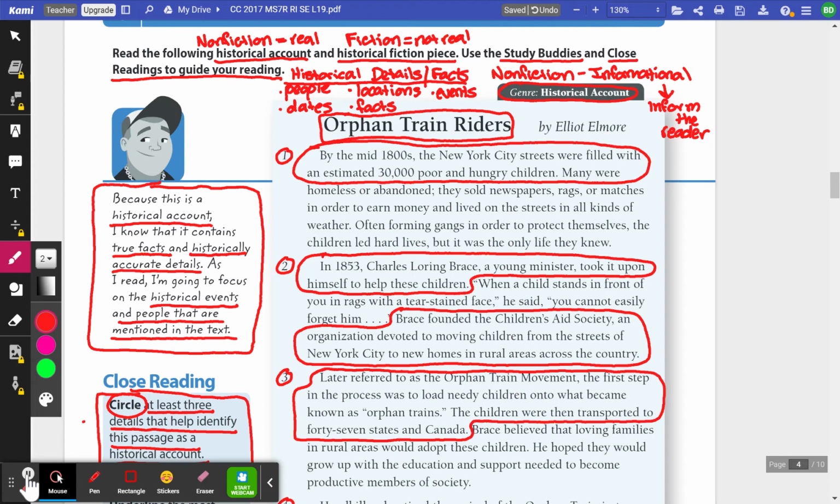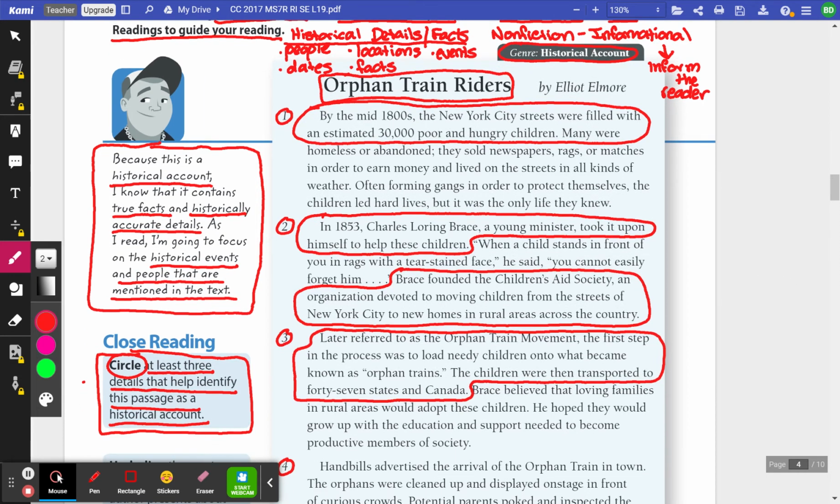All right, guys, I am assuming that by now you are back because you have found at least three details that help us know that this is a historical account. So let's go ahead and go over the ones that I found. So the first thing that I circled was in paragraph number 1. I circled the sentence that says, by the mid 1800s, the New York City streets were filled with an estimated 30,000 poor and hungry children.